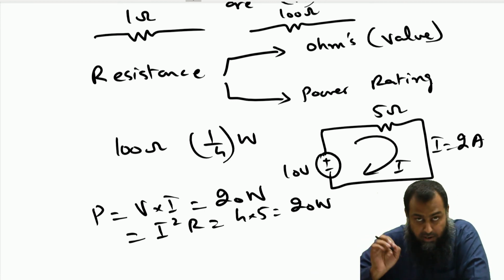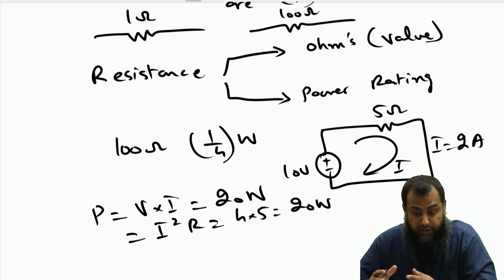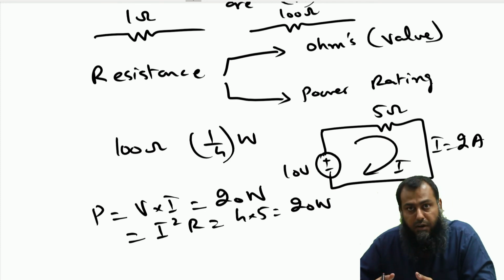Now if I use a 5 ohm quarter watt resistance, which is normally used in the laboratory experiments of the linear circuit analysis course, it will simply burn, because it is not capable of dissipating this much power. Its power carrying capacity is merely 0.25 watt. What does this mean? What is the solution for that?